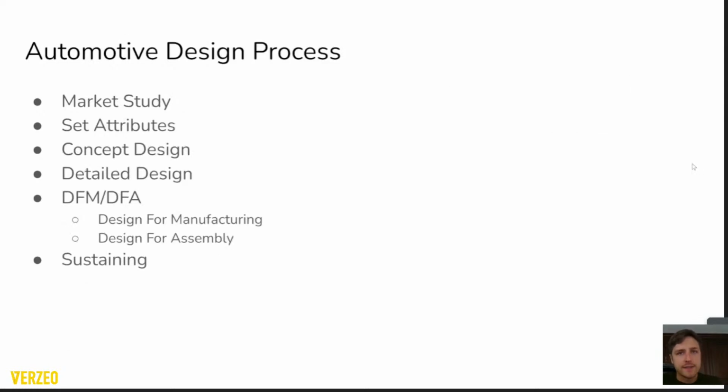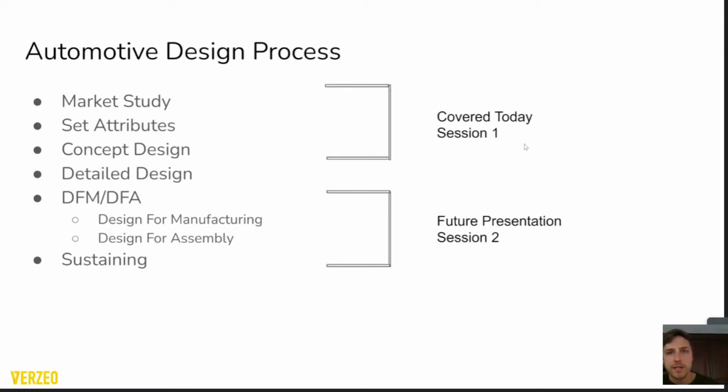Just to recap the design process, I have talked to you already about some of these things today. The market study happens first. Then you set the attributes after that. After you set the attributes, you have your concept design, which I'm about to talk to you about. Then you have your detailed design, which is engineering. That's what I do on a regular basis for my job. I do the detailed design work. And then you have DFM, DFA. I also do that. It's design for manufacturing and design for assembly.